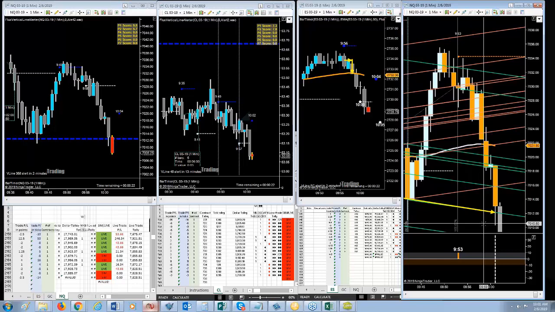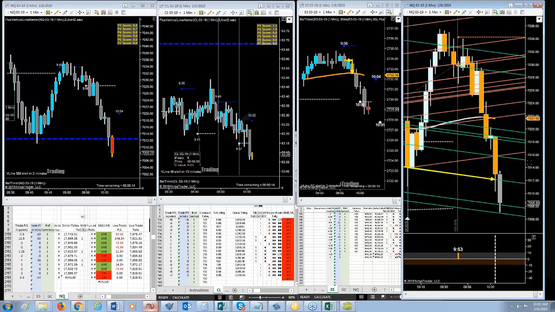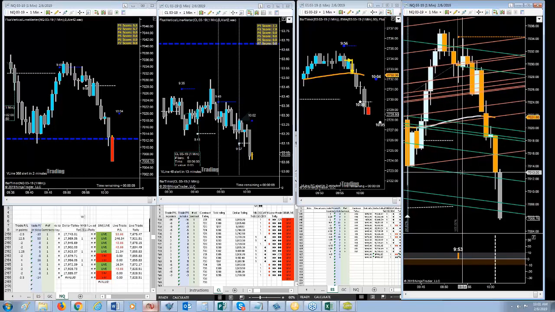You can do this with Amazon with options. You can do it with Amazon or Google or Netflix. This is how I scalp on my 20-second Force chart.